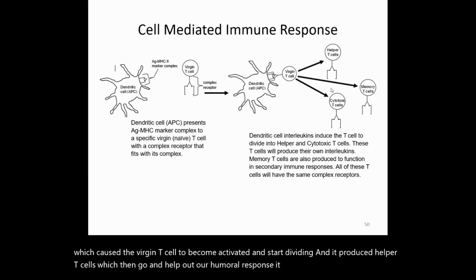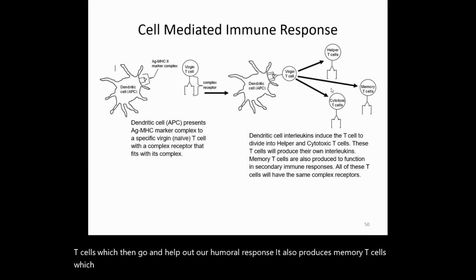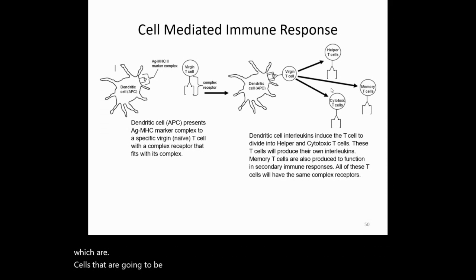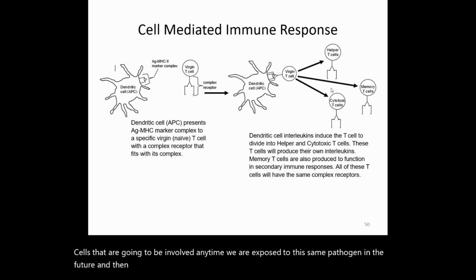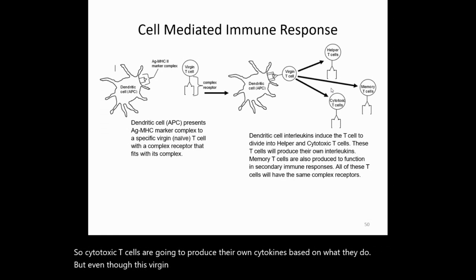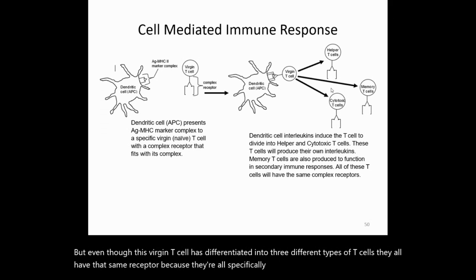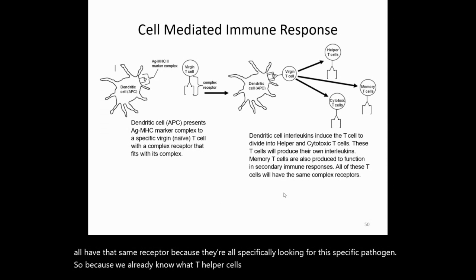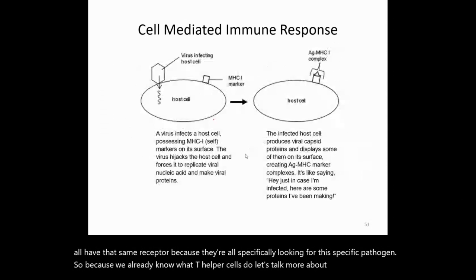It also produces memory T cells, which are cells that are going to be involved anytime we are exposed to this same pathogen in the future, and then cytotoxic T cells. So cytotoxic T cells are going to produce their own cytokines based on what they do. But even though this virgin T cell has differentiated into 3 different types of T cells, they all have that same receptor because they're all specifically looking for this specific pathogen. Because we already know what T helper cells do, let's talk more about the cytotoxic T cells.